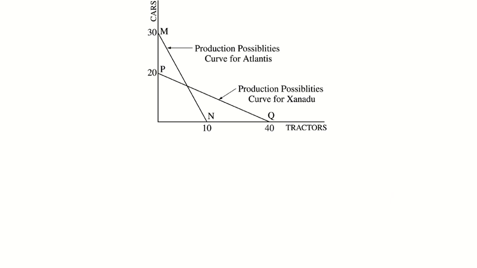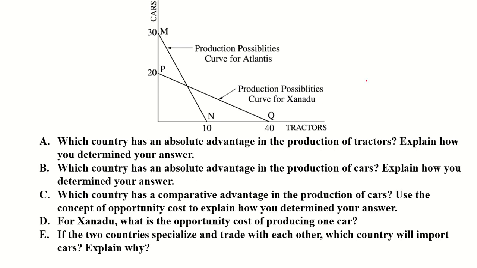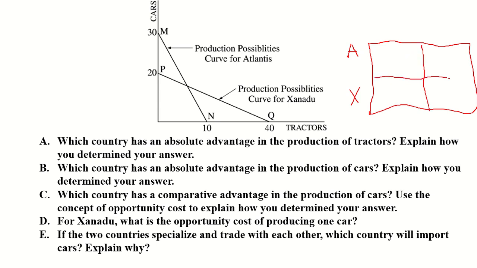All right, the production possibilities curve in Atlantis, and then the production possibility curve for Xanadu. So they're going to ask you a bunch of questions like this, and you're going to say, how the heck am I supposed to do this? This looks completely different. It's like, no, you put Atlantis over here. You put Xanadu over here. You make your graph like you normally do. And then you put cars and you put tractors.